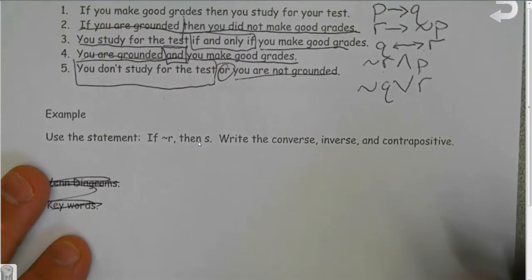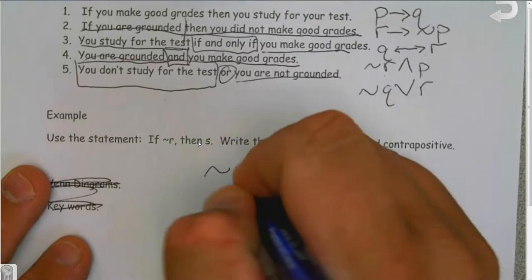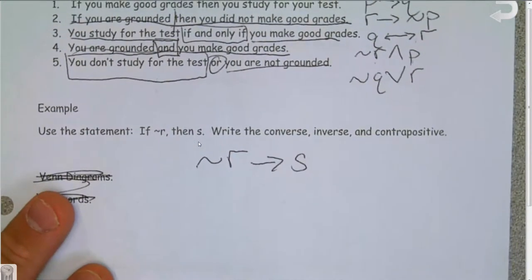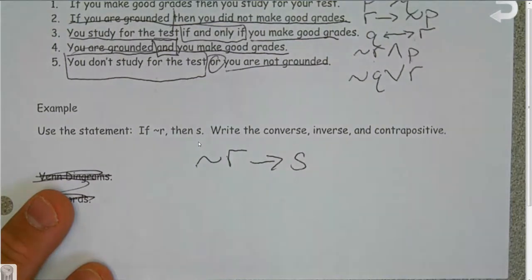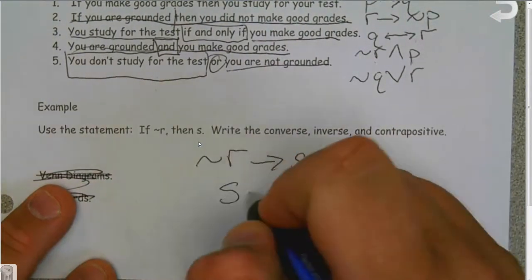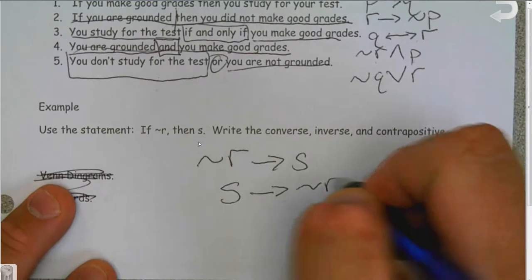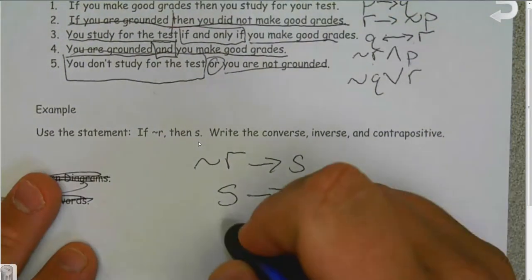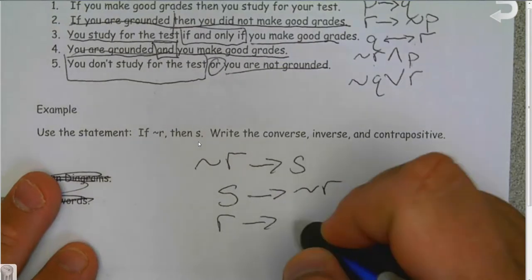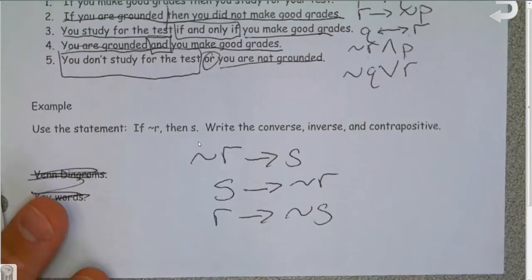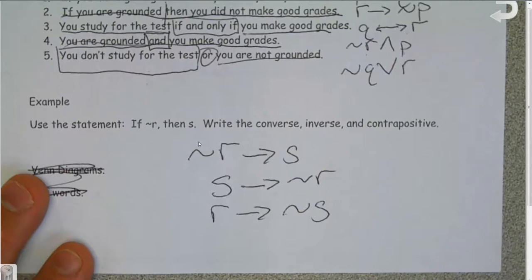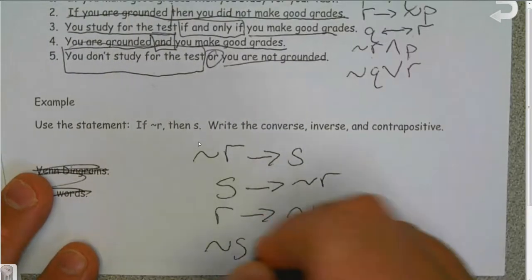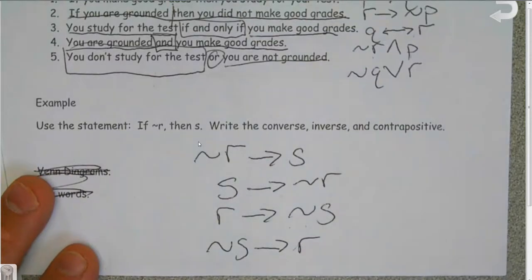Another thing that we want to practice, not R, then S. How do I write the converse? Hopefully you just said flip it. How do I write the inverse? Hopefully you said not. How do I write the contrapositive? Well, hopefully you said both, where I just flipped the not. Okay.